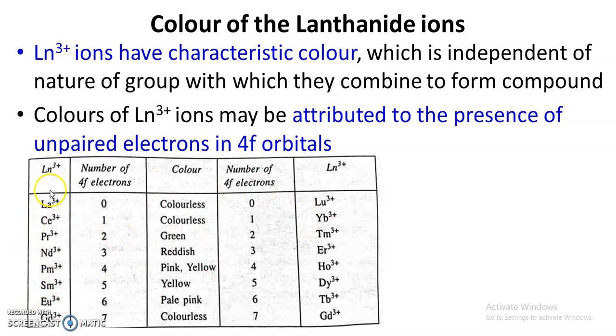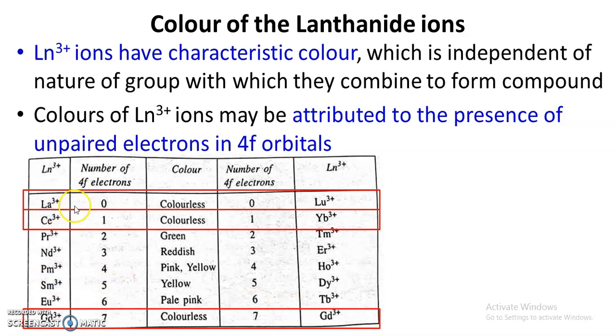Now look at this table. These are the lanthanide ions in +3 oxidation state. Out of various lanthanide ions, in lanthanum +3 and lutetium +3, unpaired electrons are absent, so unpaired electrons are 0. These ions are colorless. Cerium +3 and ytterbium +3 respectively contain 1 unpaired electron each, even though these are colorless. And gadolinium +3 contains 7 unpaired electrons, even though it is colorless.